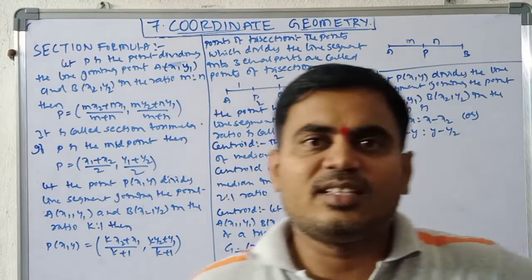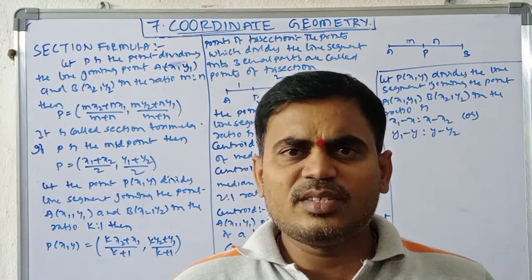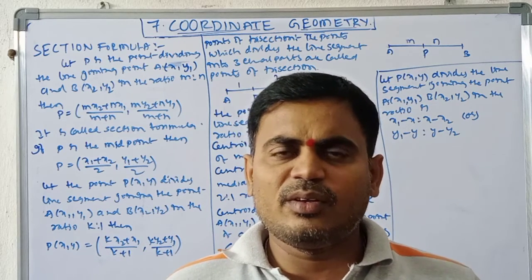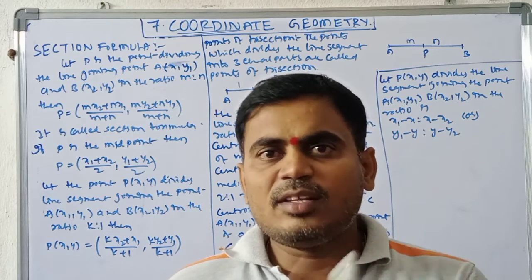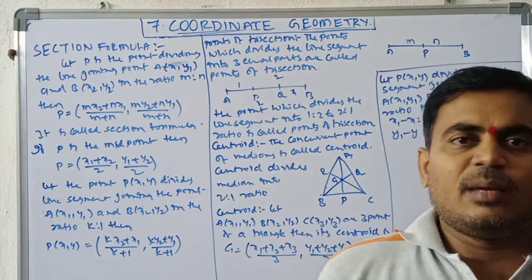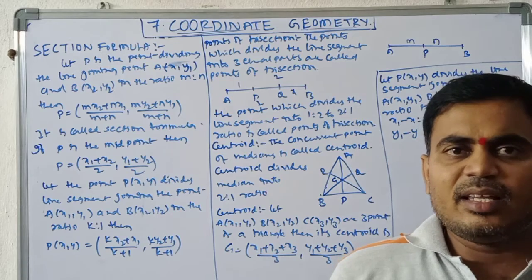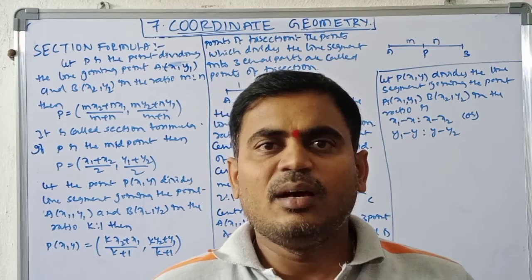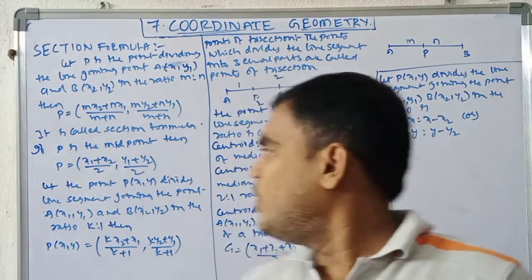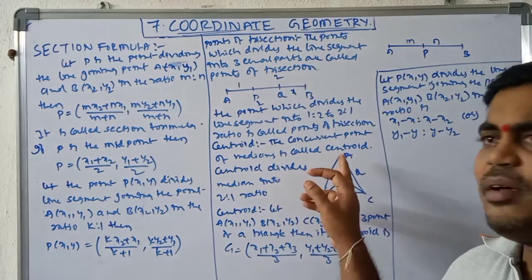Next, points of trisection. The points which divide the line segment into 3 equal parts. 2 equal parts is bisection, 3 equal parts is trisection. The points which divide in either 1 is to 2 or 2 is to 1 are called points of trisection.